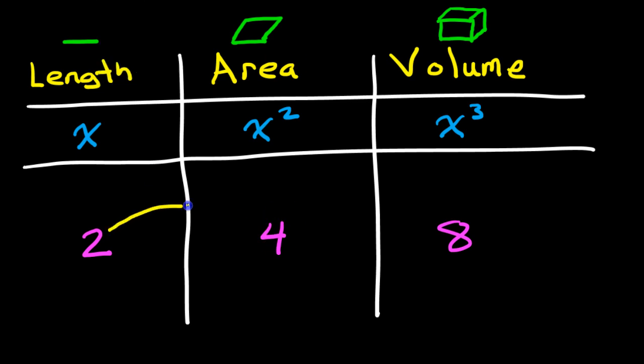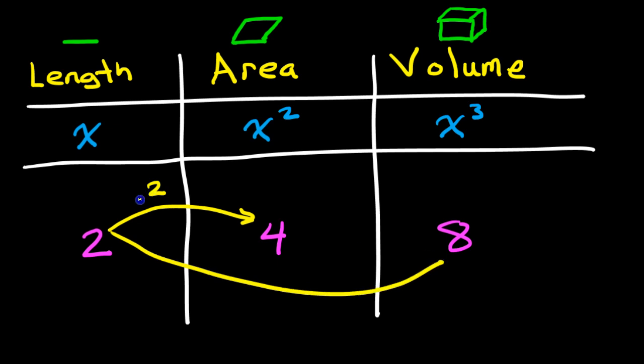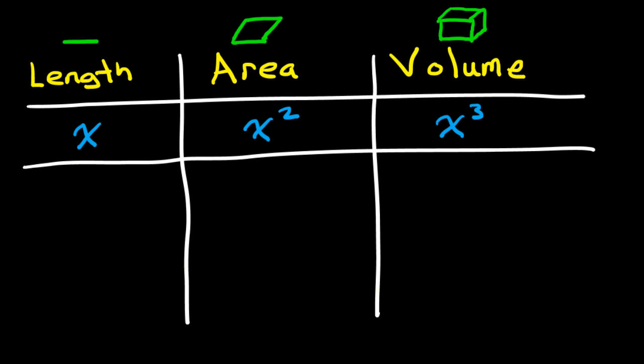If I take this 2 and I square it, then that's giving me area. If I take this 2 and I cube it, so I'm doing x cubed, if I do 2 to the third power, then that's where the 8 is coming from. Notice that it goes the other way too.